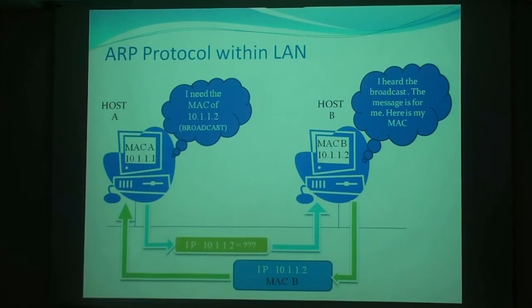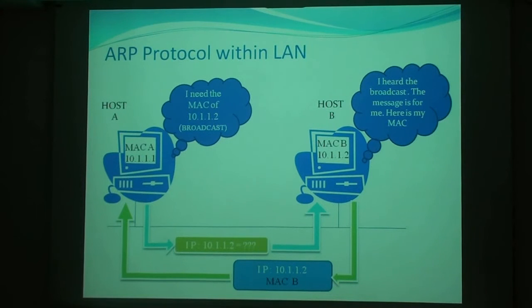Here, the host A has the MAC address MAC A and IP address 10.1.1.1, and host B has the MAC address MAC B and IP address 10.1.1.2. Here host A wants to communicate with host B, but it doesn't know the MAC address of host B. And initially ARP cache of both host A and host B is empty.